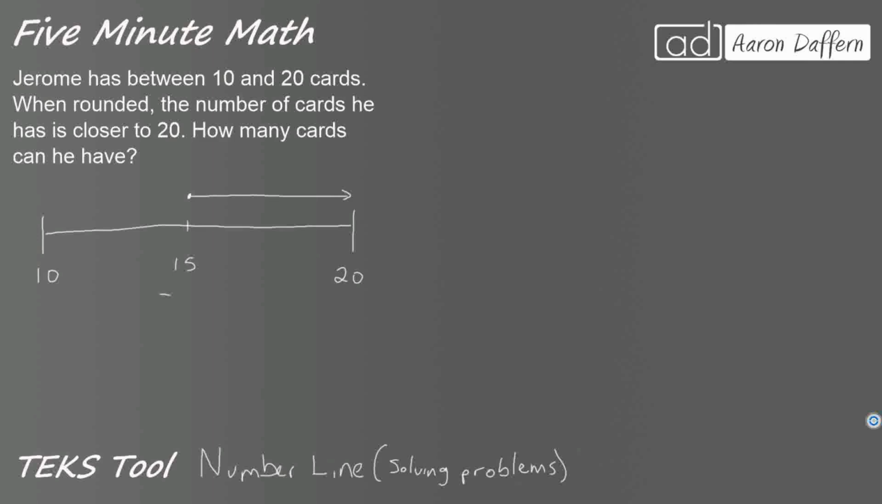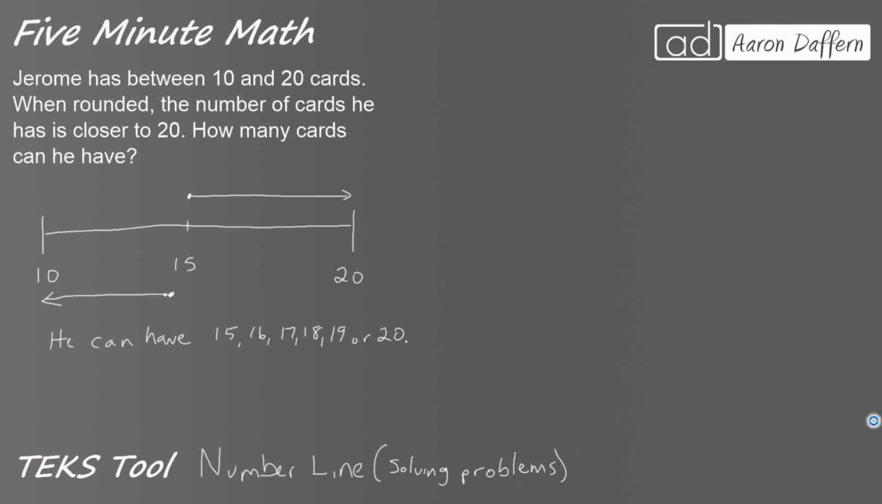All right, so 14 or below is going to round down to 10. Now I can also round to 20 if I go above 20, 21, 22, 23, 24, but the problem says we are between 10 and 20. So how many cards can he have? Well, let's go ahead and list them out. He can have any of these numbers between 15 and 20: 15, 16, 17, 18, 19, or 20. Any of those numbers would work to round up to 20.